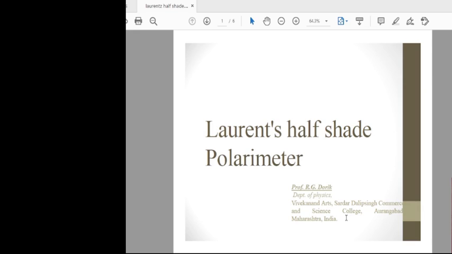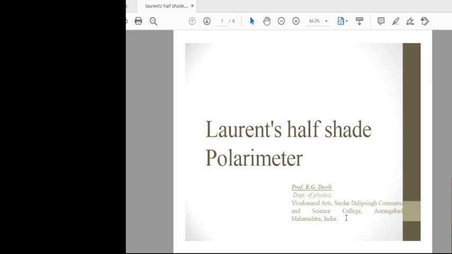In the last lecture we have already discussed how the Nicol prism was prepared, how it can be made by using the crystal, by cutting it diagonally, grinding it, and again by using Canada balsam, that crystals are cemented.